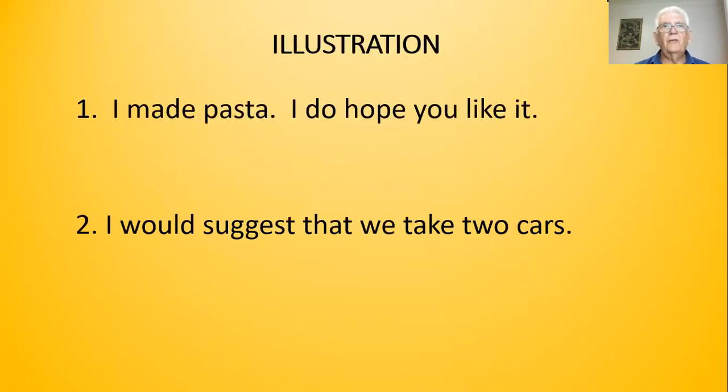Here's an illustration of each type. Number one is the two-sentence structure. I made pasta, full stop, one sentence. I do hope you like it. That's your second full sentence. And so we can put something in between there. The second one doesn't have a break. I would suggest that we take two cars. Now, if we want to interrupt that, we're going to have to find a logical place to break that sentence.